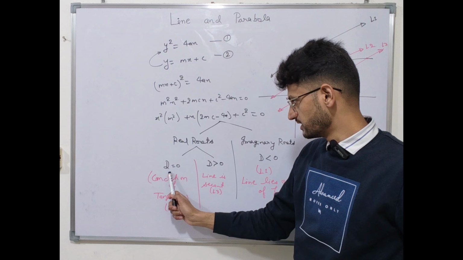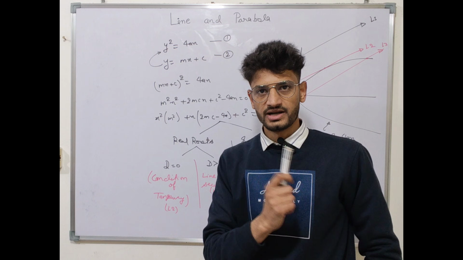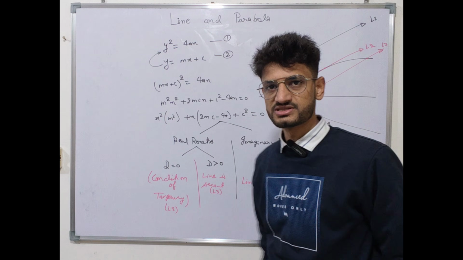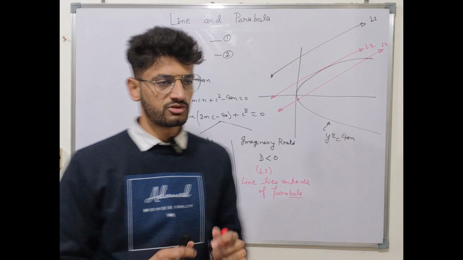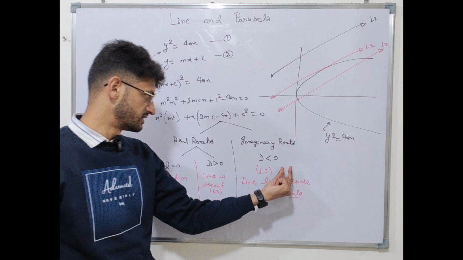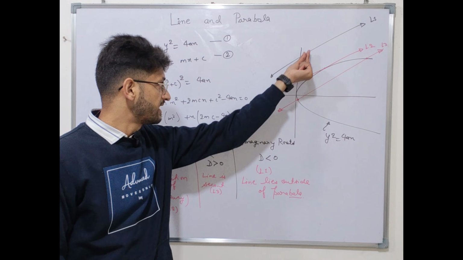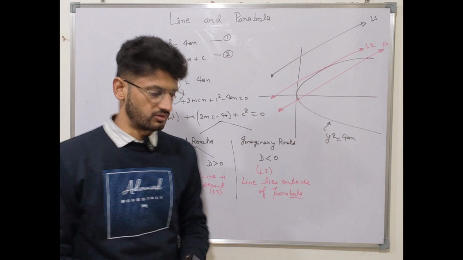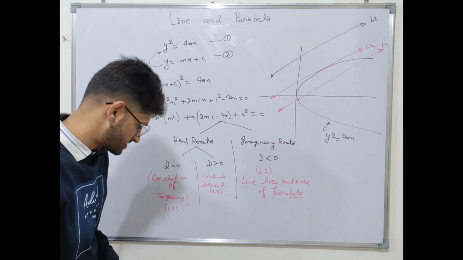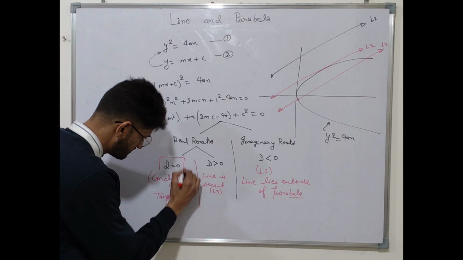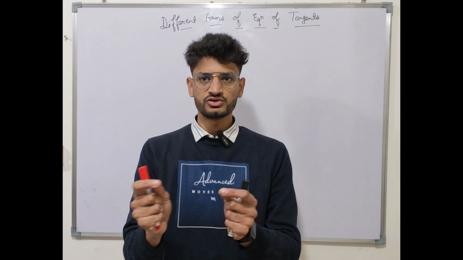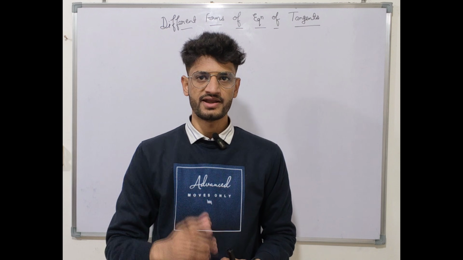In case of real roots, D equals 0 means there will be a single root, that is the condition of tangency, line L2. In case of D greater than 0, line is secant, that is, the line will cut the parabola at two distinct points, point 1 and point 2. Similarly, in case of imaginary roots, D less than 0, line and parabola will never intersect at all. It means line lies outside the parabola. So we got the condition of tangency, that is D equals 0. It is a very important condition. As of now, we have seen D equals 0 is the condition of tangency in case of line and parabola.